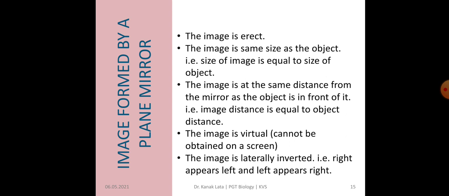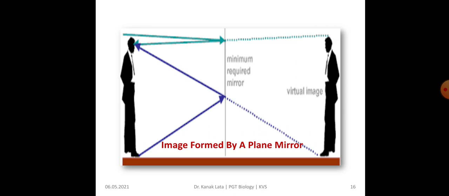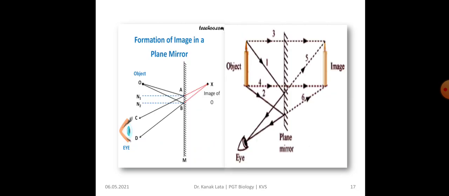The image formed by a plane mirror is laterally inverted. It means left appears right and right appears left. This activity you also do at home. You stand near the mirror, then you will find that your left portion in the mirror appears as right and the right portion appears as left. This figure shows the image formed by a plane mirror. Here it is also about formation of image in a plane mirror.